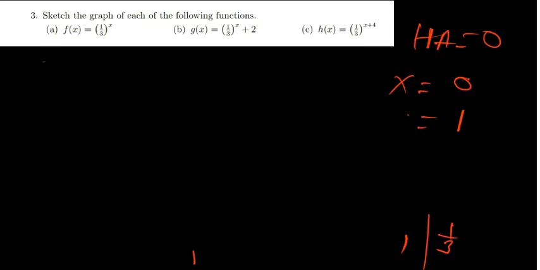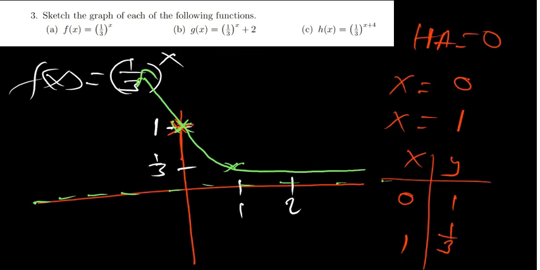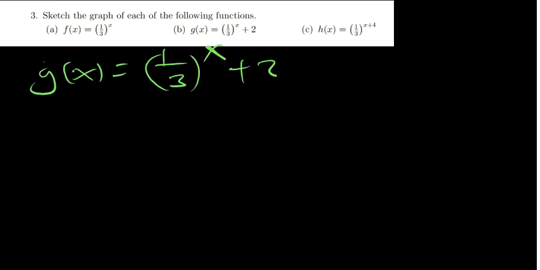Part B in this case is saying we have f of x, although it's g anyway. Let me put g. We have g(x) = (1/3)^x + 2. Now here we have got plus 2, that is definitely our what? Horizontal asymptote. So our horizontal asymptote in that case is positive 2. Okay, that is our horizontal asymptote.